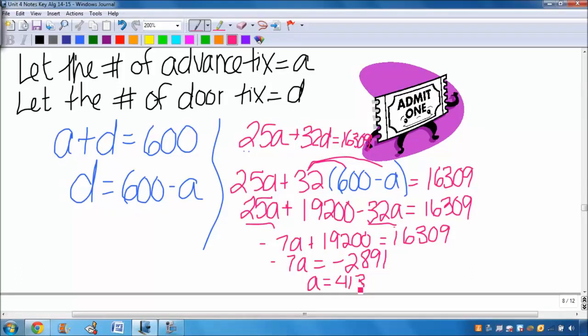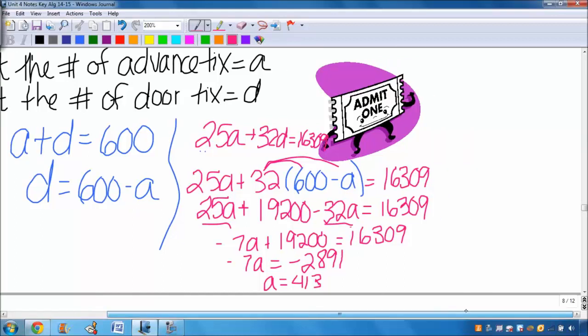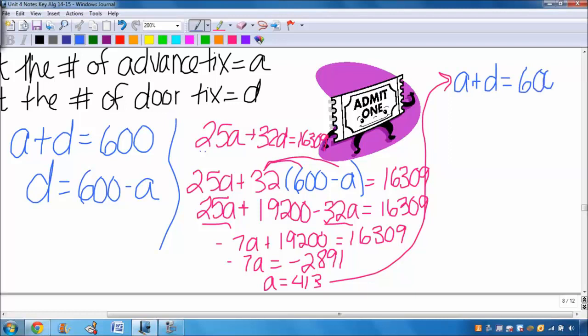But how many tickets were sold at the door? Well, you know that A plus D equals 600, right? So that's what I'm going to use as my equation. You can use any equation you want. I prefer to use this one because it's simpler. It's a lot easier to deal with. So instead of A, I'm going to replace it with 413 plus D equals 600. Subtract 413 from both sides. It means that D is equal to 187.